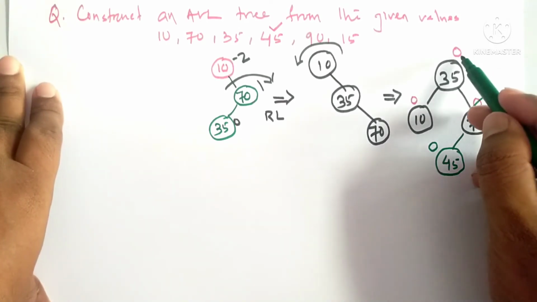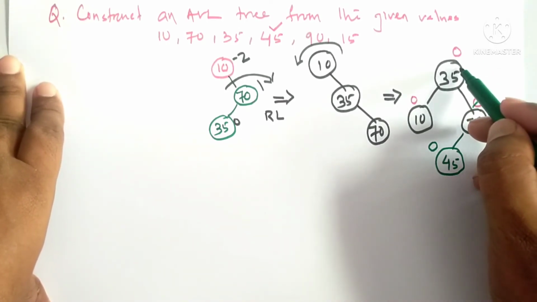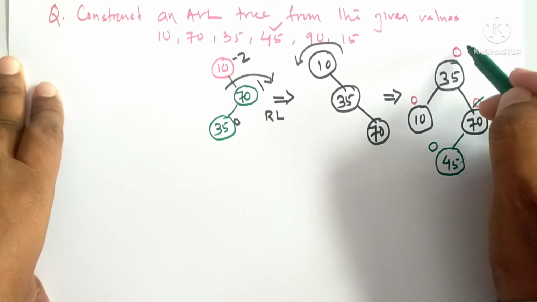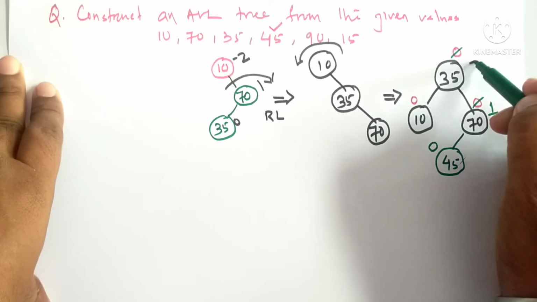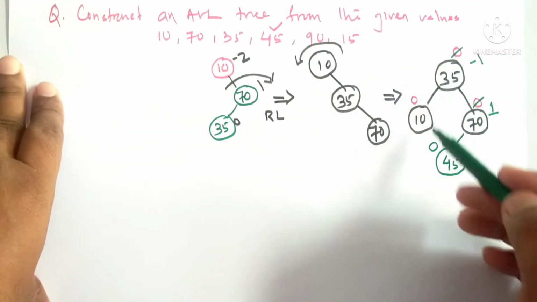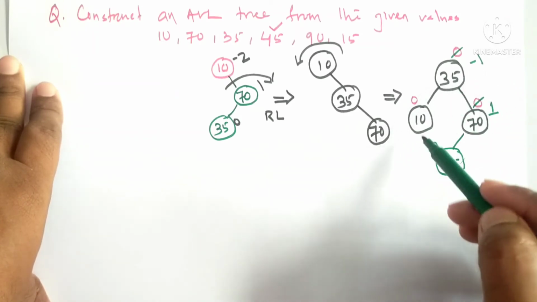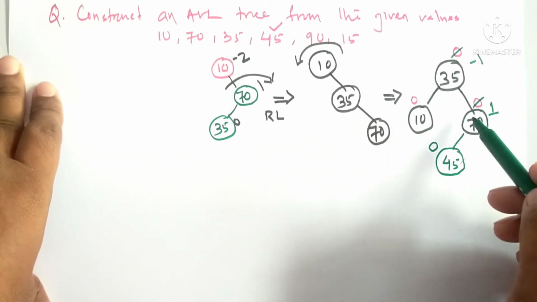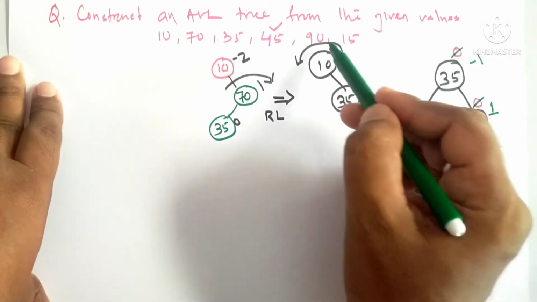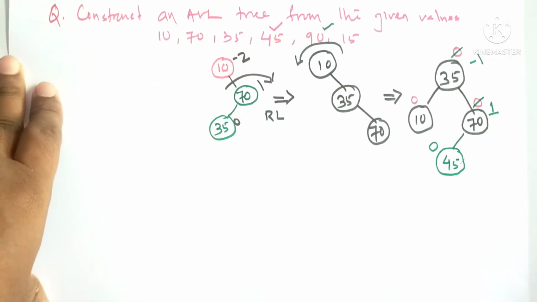And what is the balance factor of the node which contains 35? Left subtree height is 1, right subtree height is 2. So 1 minus 2 is minus 1. So all the nodes still follow the range of AVL tree values, minus 1 to plus 1 through 0. That's why it is an AVL tree. We can go for the insertion of the next element, 90.